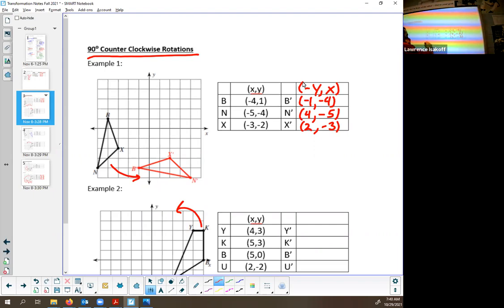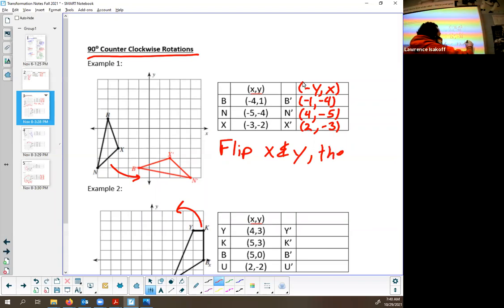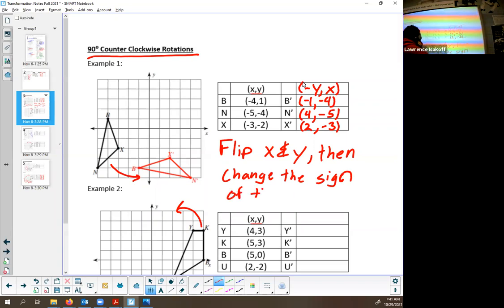In other words, we flip X and Y, then change the sign of the front number. So we flip places with X and Y, then we're going to change the sign on whatever's in front.